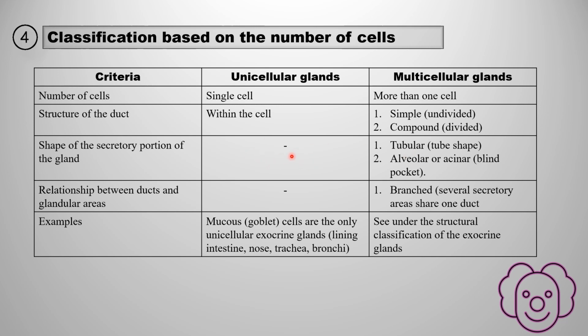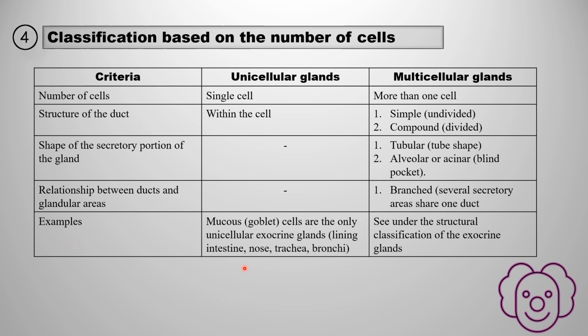You can't find a difference here because it is only one cell. But here you can find a difference. Either it's tubular, this is tube shape, or alveolar or acinar, which has a pocket shape. Now, the relationship between the ducts and the glandular area: here per se there is nothing because it is just one cell, but here it is branched, so there is more than one part. Several secretory areas share one duct.